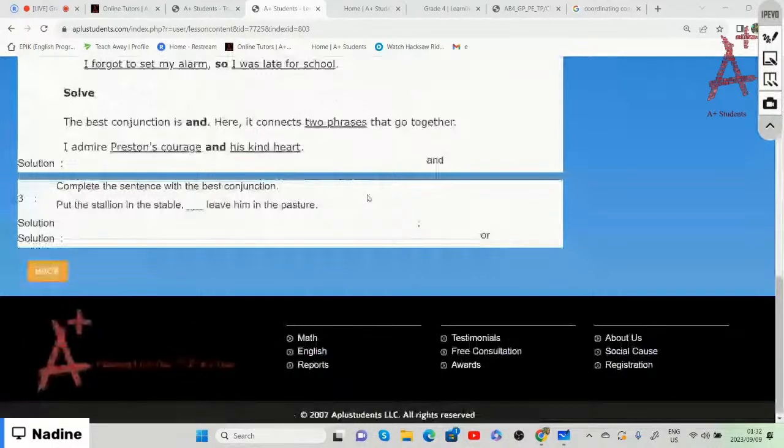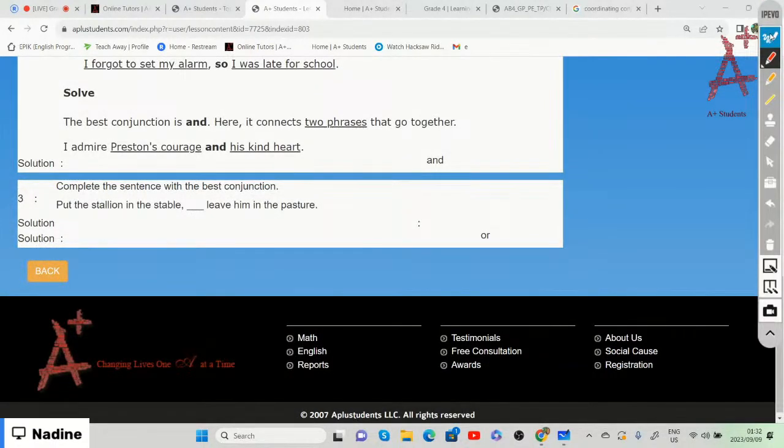Put the stallion in the stable, leave him in the pasture. So we can say, or leave him in the pasture. Or. So it's either or, meaning you can either put him in the stable or you can just leave him in the pasture. So you choose to put him either in the stable or to leave him in the pasture.